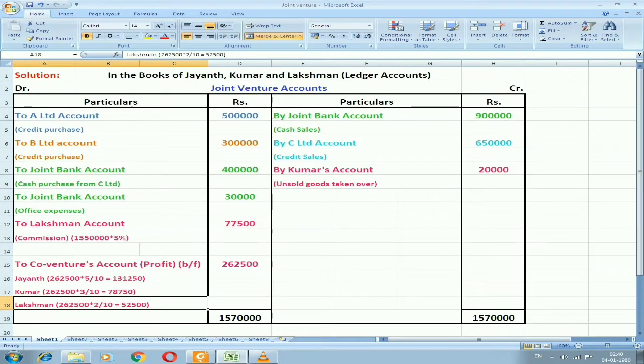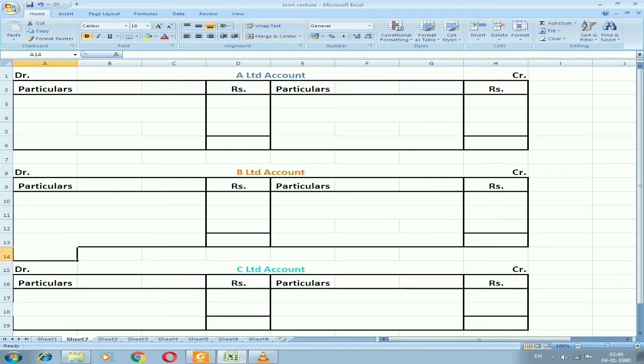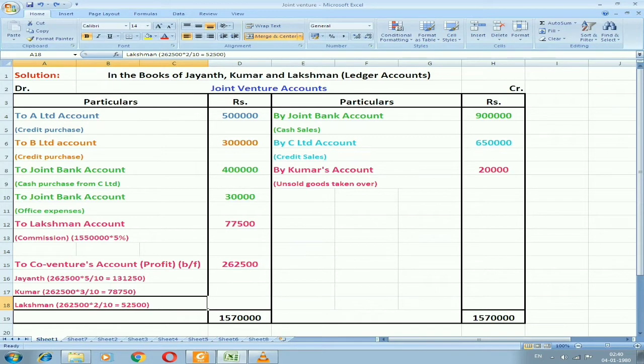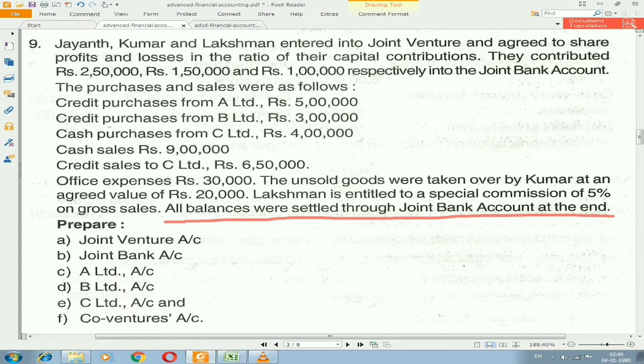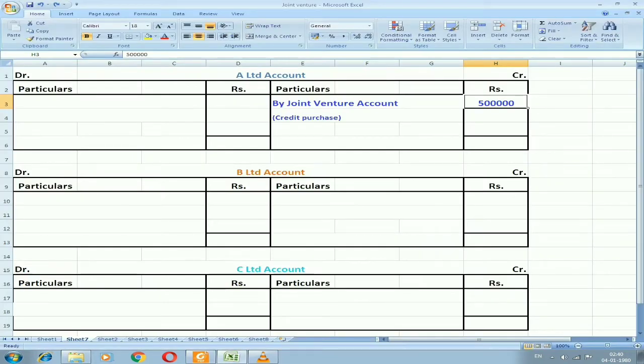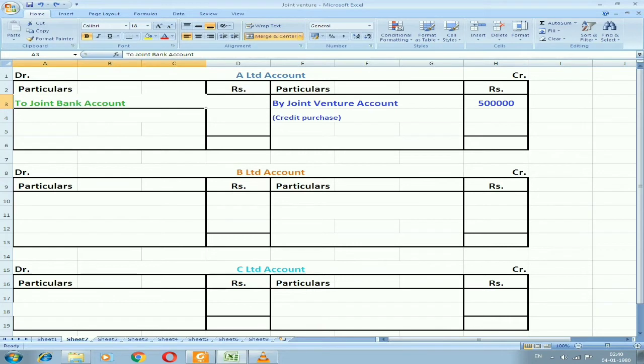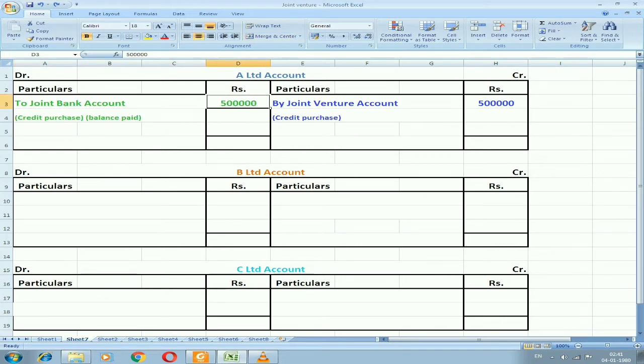For this, just check whatever entries there are under the joint venture. First, just transfer that. We have one entry on the debit side. You can see A Limited account, credit purchase 5 lakh. So let us transfer that to the A Limited account on the credit side: joint venture account, credit purchase 5 lakh. As the question says, all the settlements will be done at the end of the joint venture. You can see here all the balances were settled through the joint bank account at the end. So this is the creditors account, and in the name of the joint bank account, that will be paid at the end of the joint venture. Other than that, we don't have any entries related to A Limited.